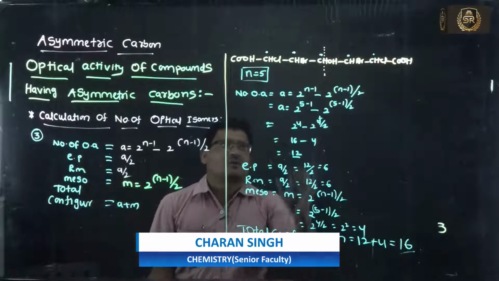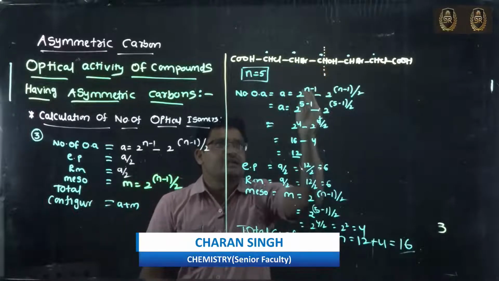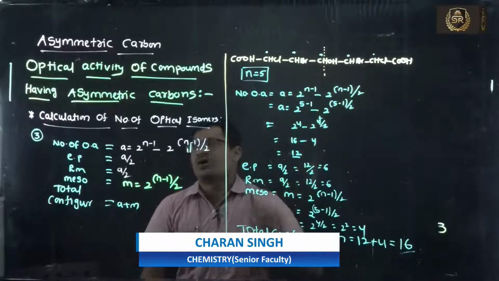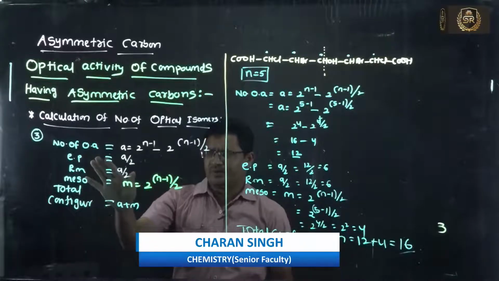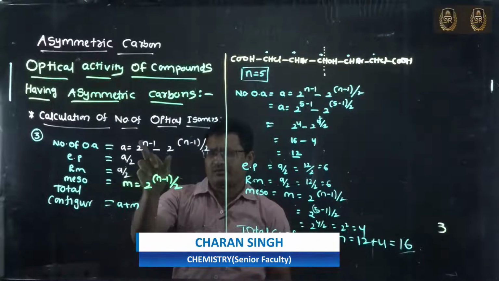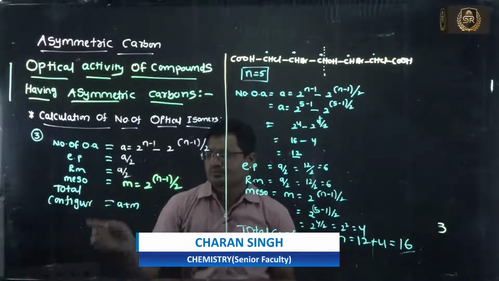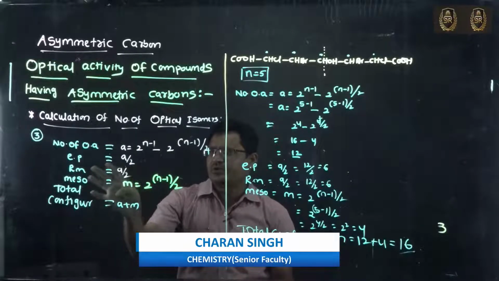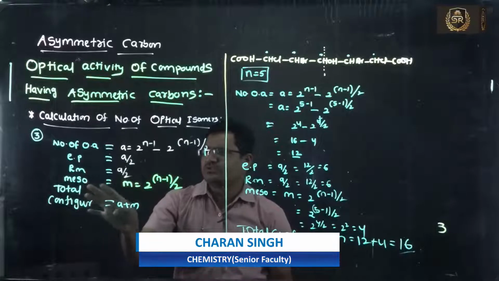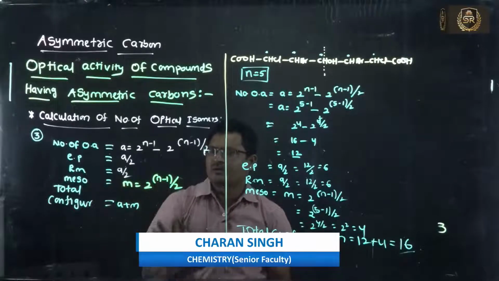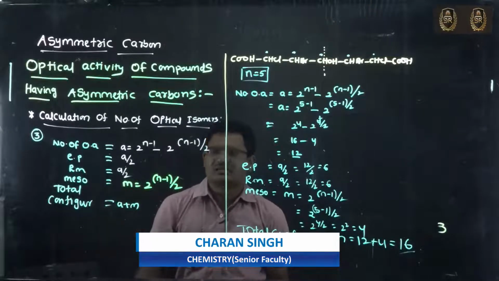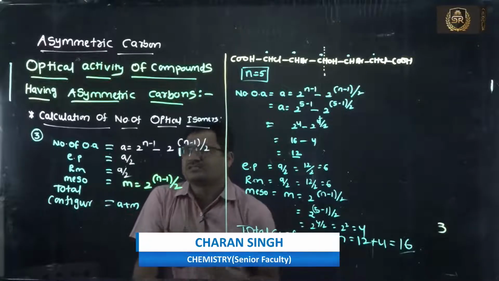So what happened here? It can be divided into two identical halves, but with an odd number. So number of optically active isomers equals 2 power n minus 1 minus 2 power n minus 1 by 2. Enantiomer pair A by 2, racemic mixture A by 2, meso M equal to 2 power n minus 1 by 2. Total configuration is A plus M.